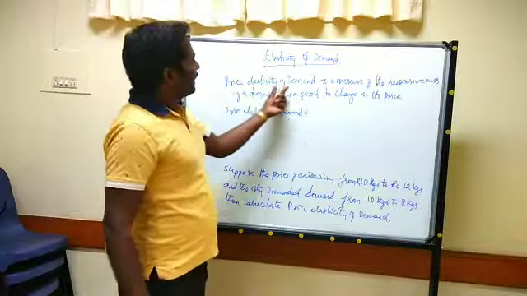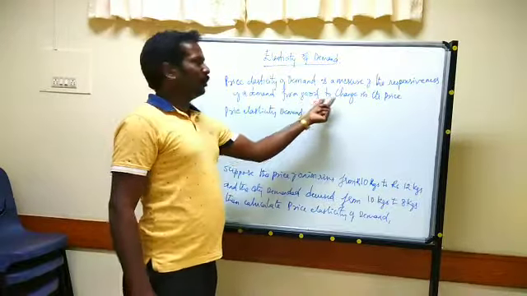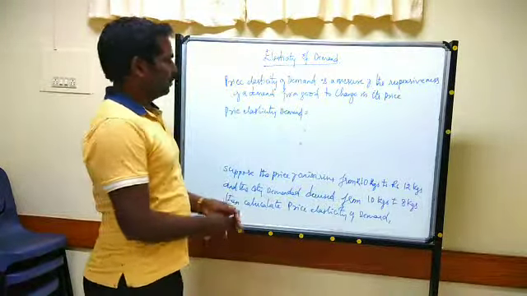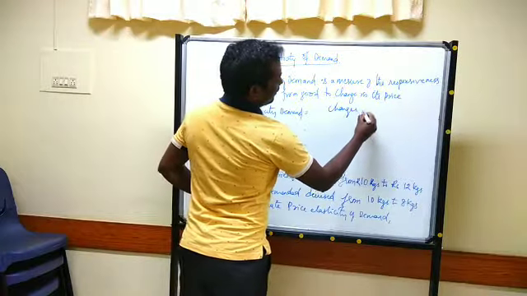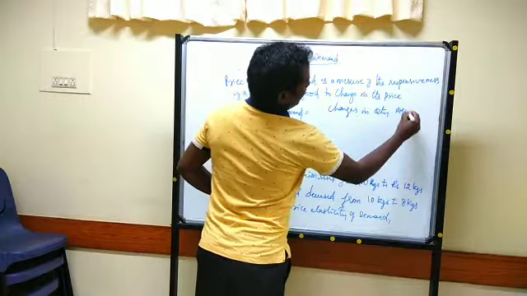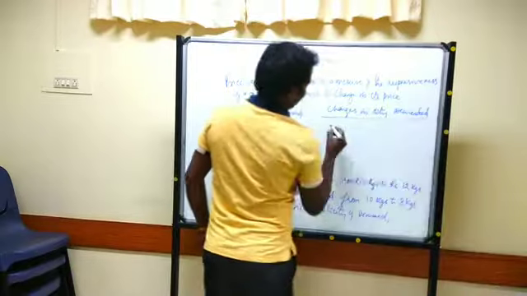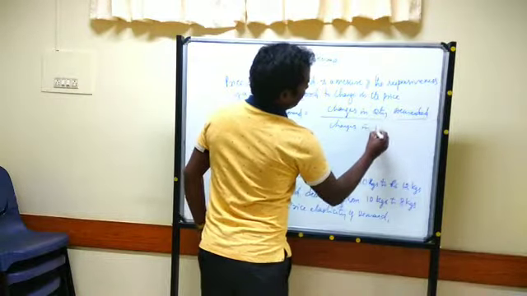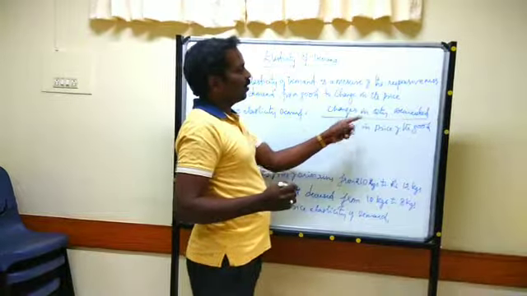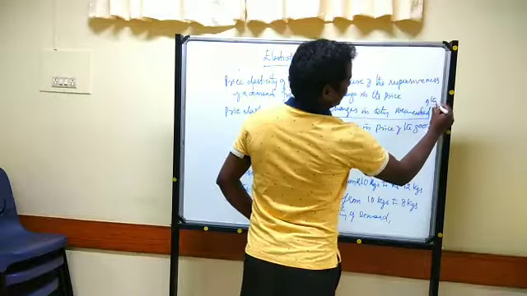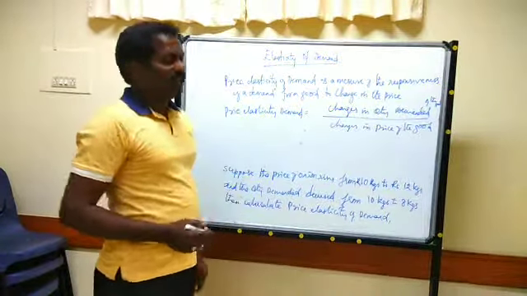So here, price elasticity of demand is a measure of the responsiveness of the demand for a good to a change in its price. Price elasticity of demand is the change in quantity demanded of the good because of changes in the price of the good. This is the equation.